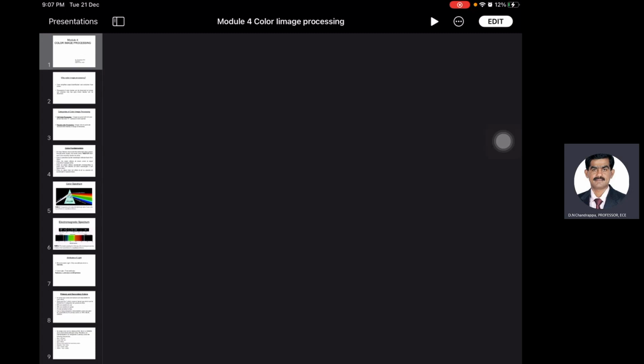Hue is pronounced in different ways, depending on the person. Hue is the dominant wavelength in a mixture of light waves, the dominant color perceived by an observer. Saturation is the relative purity, or the amount of white light mixed with a hue. Brightness is the achromatic notion of intensity.